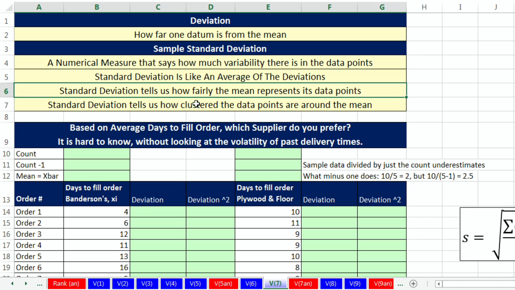Standard deviation will tell us how fairly the mean represents its data points. Because remember, it's going to be measuring that spread in the data. The bigger the spread, the less fairly the mean represents its data points. The more clustered all the points are together right by the mean, the more fairly the mean will represent its data points. And again, standard deviation will tell us how clustered the data points are around the mean.